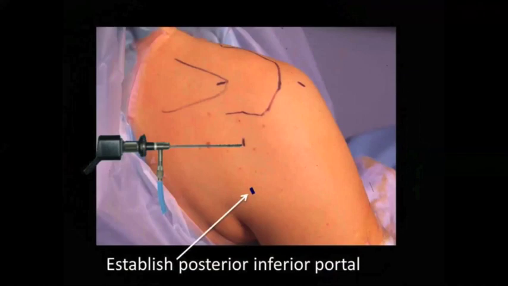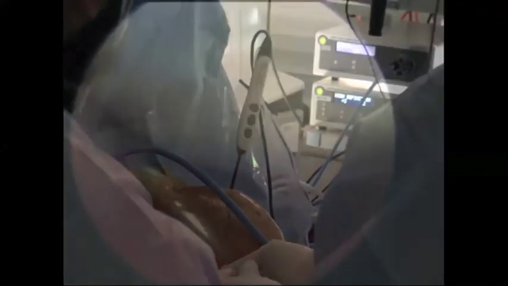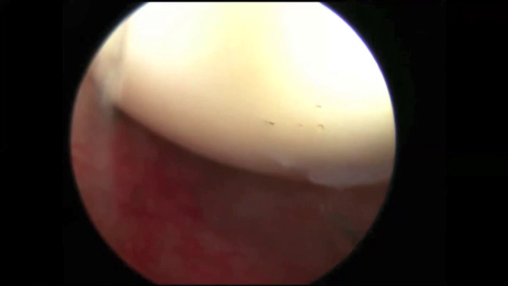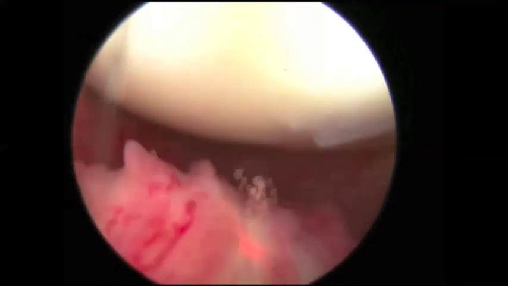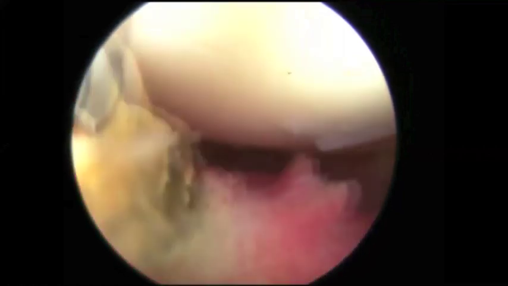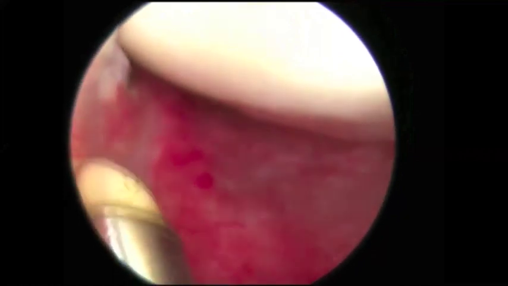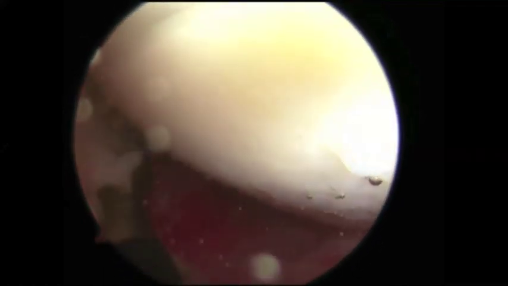So now we're going to use the posterior portal, which is just lateral to the standard posterior portal and inferior to it. We're pointing our spinal needle towards the scope camera. You can see it coming in here in about that 7, 8 o'clock position of the shoulder. And I'm just burning my way through the shoulder capsule, being very careful, of course, not to damage the articular cartilage. And here we're now down at the 6, 7 o'clock position, using that posterior portal with our wand.